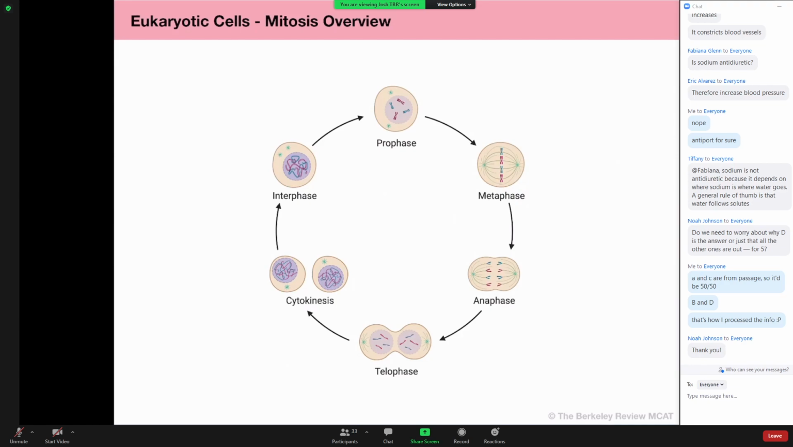if we're in interphase, right, you're going to have your replication. So you're going to go from 2 copies to 4 copies. Prophase, you're going to have 4 copies. Metaphase, you're still going to have 4 copies. Anaphase, the cells are going to start to pull apart, but you still have 4 copies. And then telophase, you're going to go from 4 copies to 2 copies. And then cytokinesis, you're going to have 2 copies, and now you have 2 new cells. Okay.